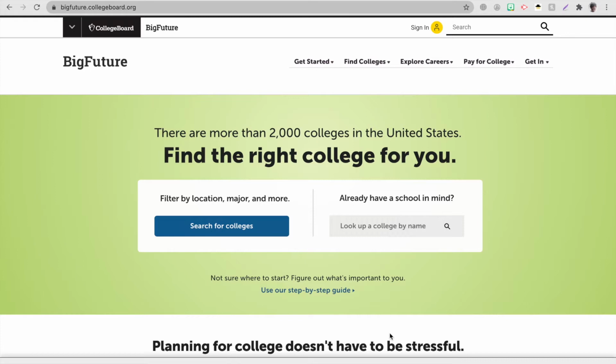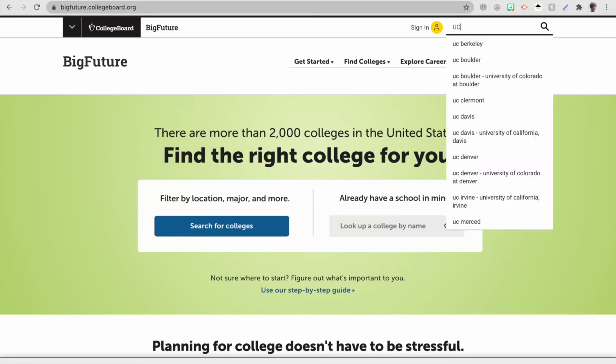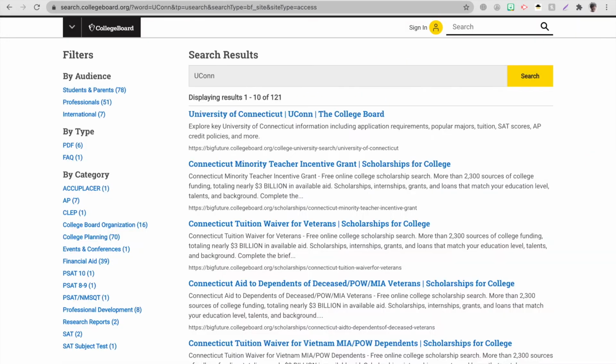Today we're going to review how to use the Big Future website to help you with your college and dream job research. Once you get to Big Future, in the top right corner, you're going to use the search bar to find your school that you're interested in. Do not worry about having a sign-in, you do not need one. So for this example, I'm going to use UConn, so I have an example to show you. So I type in UConn.